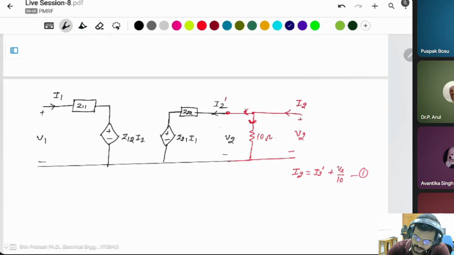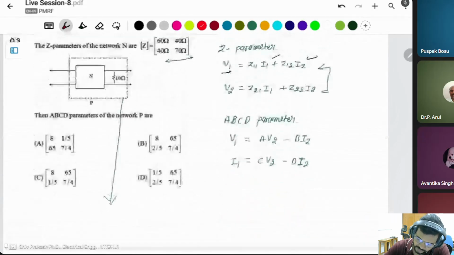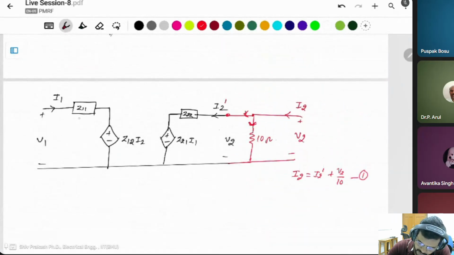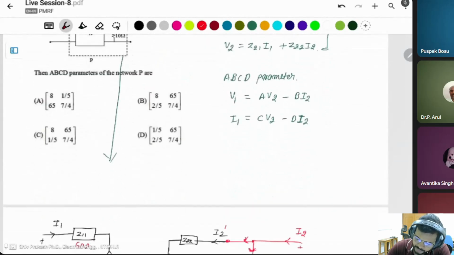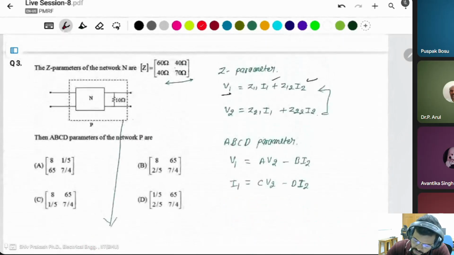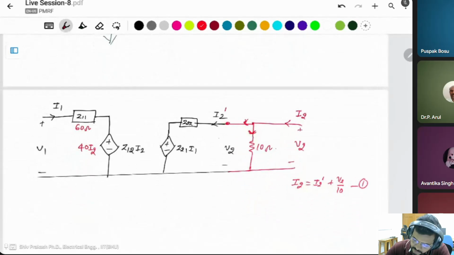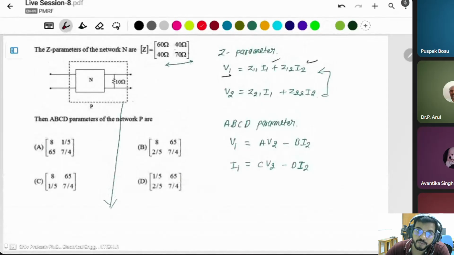All parameters are given. Z11 is given as 60 ohm. You can put the value. This is the 60 ohm. Z12 is given as 40 ohm. It means this is the 40 I2. Z21 is also 40 ohm. Z21 is 40. This is I1, and Z22 is 70 ohm.